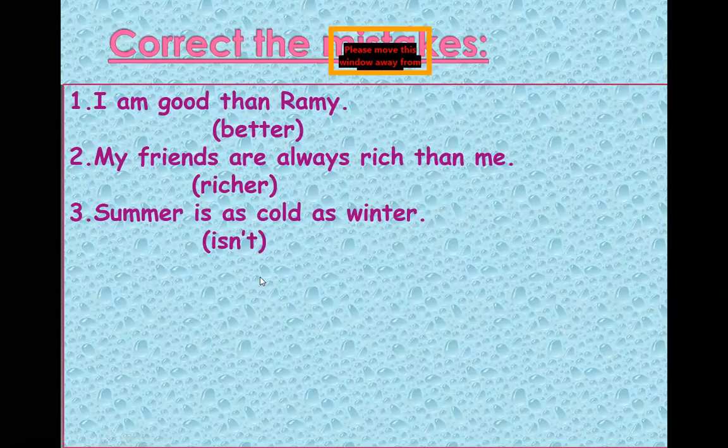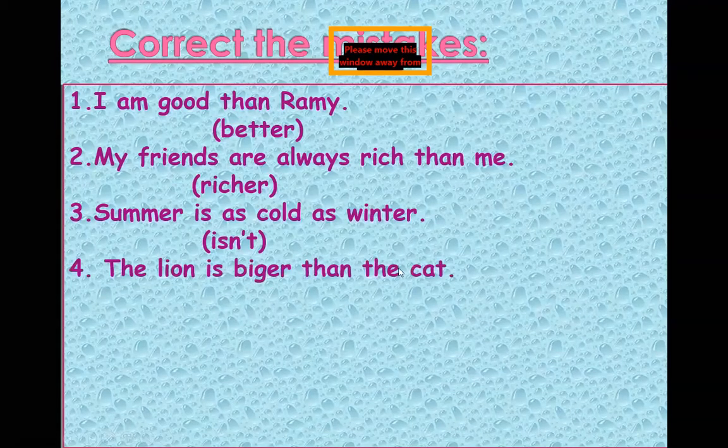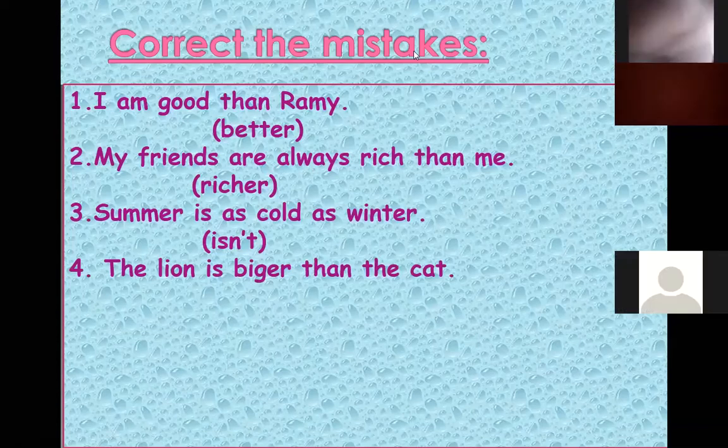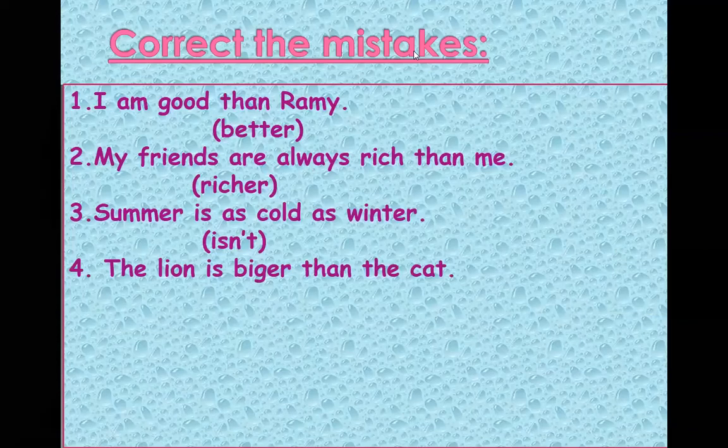Number four. The lion is bigger than the cat. Do you have a problem here? Of course we have. Who can solve this problem? Basma Ramadan, Basma. Basma, do you know the answer? I'm Judy, you unmuted me. Yes, Juji, there is a problem in the mouse. Sorry, Basma. What's your answer, Juji?